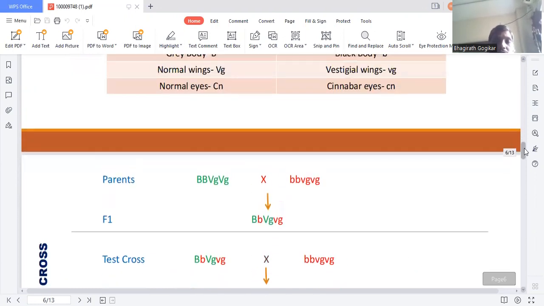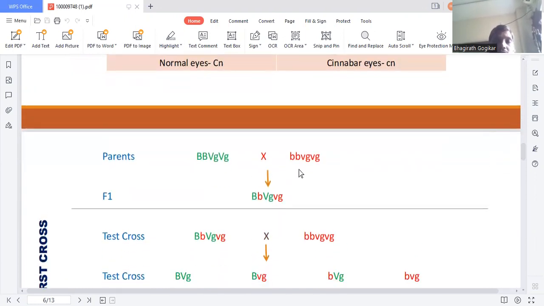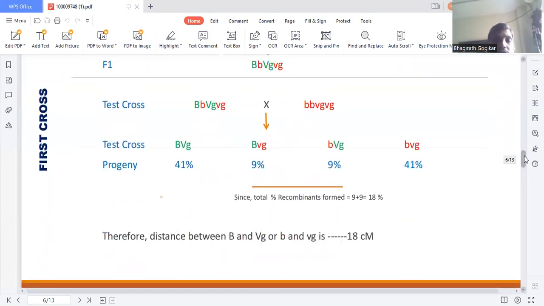See here, we can consider two characters only: capital B, capital VG, and capital VG with recessive type. So this is F1. We are getting F1 as heterozygote. F1 undergoes a test cross. The test cross gives gametes like this, and the progeny is 41% with one set of parental characters, and another 41% with the other parental characters.